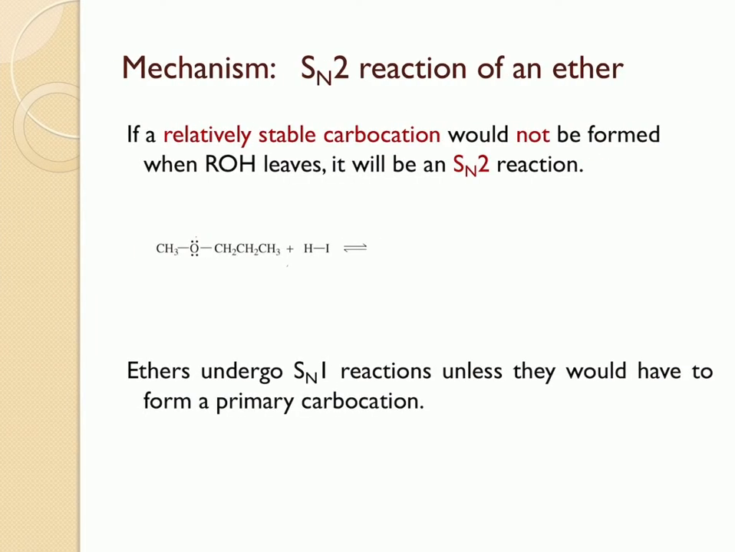Now, if a relatively stable carbocation is not able to be formed by the ether, then it's going to go through the SN2 reaction. For the SN2 reaction, the ether still needs to get activated, right? The first step is going to be activation of ether, wherein this oxygen with its lone pair of electrons is going to abstract this hydrogen, and it's going to get converted into a good leaving group.